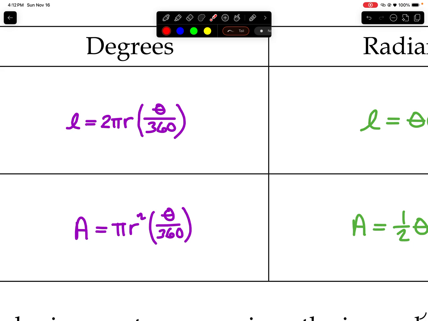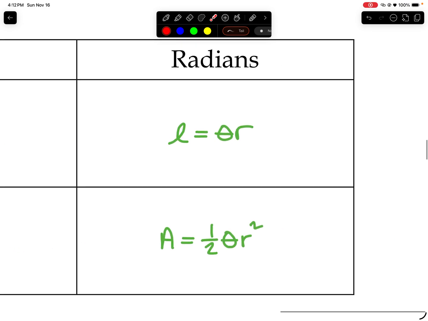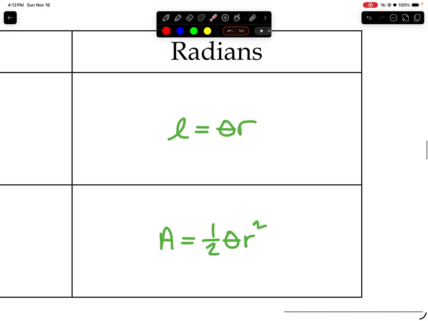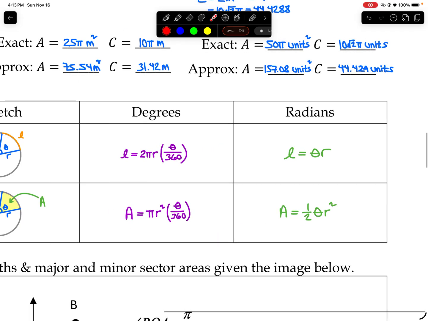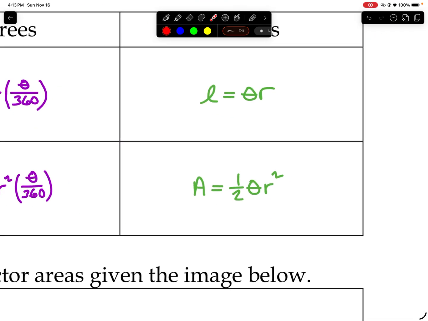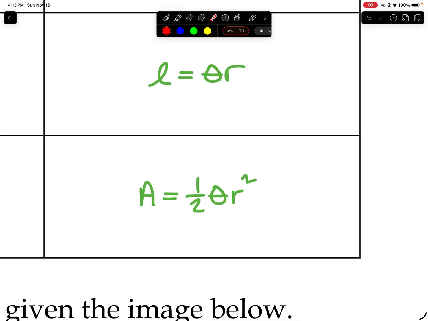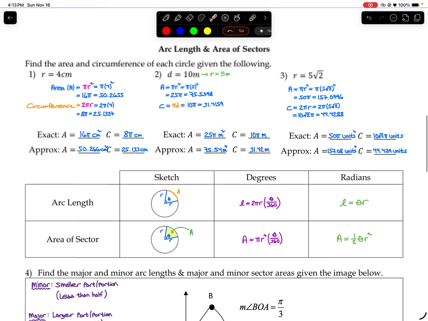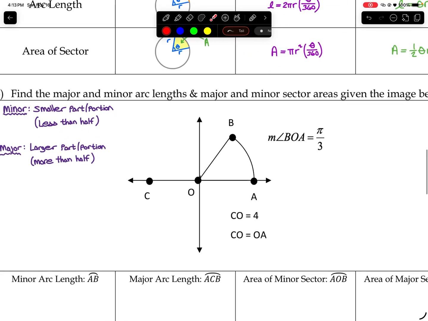Now, if we're working in radians, then your values are going to be a little bit different. Your central angle is going to be your theta value, and your r value is going to be your radius. That's going to be for the arc length. Now, if I want the area of the sector, I want 1/2 times the central angle times the value of the radius squared. So, we're going to look at this first problem right here.